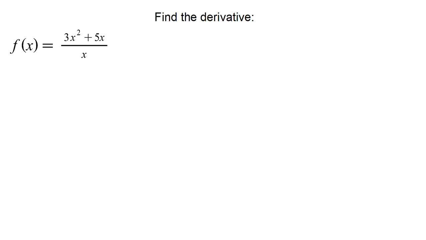For this next one, we have two ways we can look at it. The much more difficult way is to use the quotient rule, but the much easier way is to just simplify this down first and say this is equal to 3x plus 5, right? If I divide 3x squared by x, I get 3x. And if I divide 5x by x, we get 5.